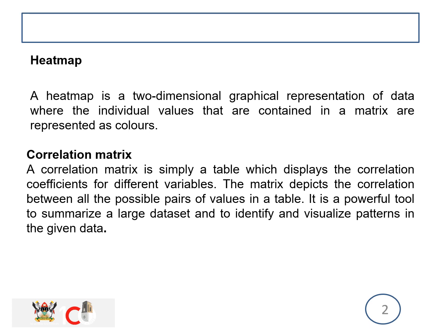When it comes to the correlation matrix, this is simply a table which displays the correlation coefficients for different variables. This matrix depicts the correlation between all the possible pairs of values in a table. It is a powerful tool to summarize a large data set and to identify and visualize patterns in a given data.